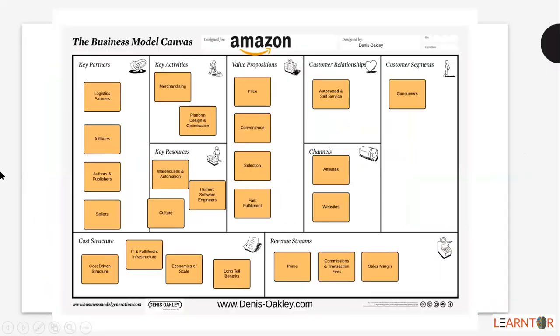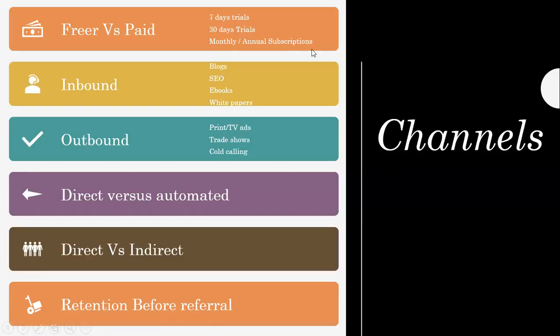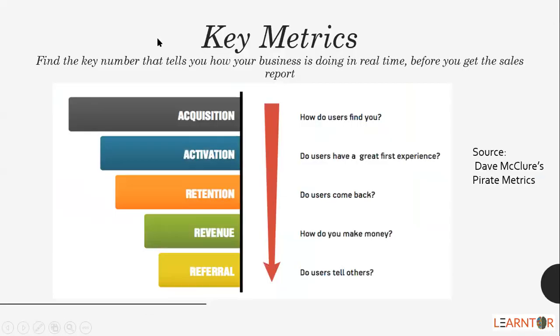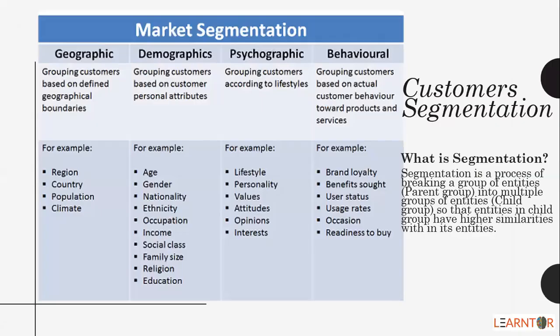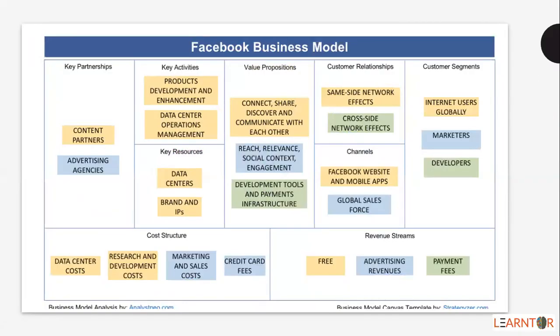This is just an example. I don't want to deal with the UVP at the moment. Excuse me, 1 second, I need to go back quickly. This is just an example using Facebook. Look at their customer segments: internal users, globally, marketers, developers.